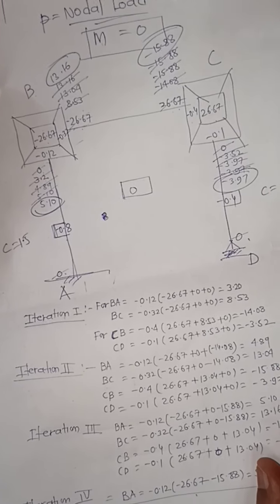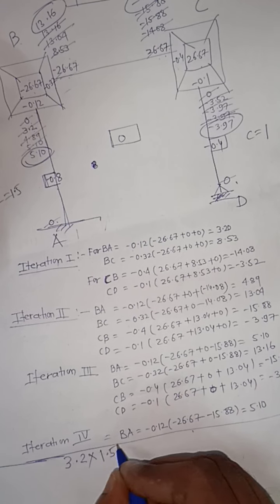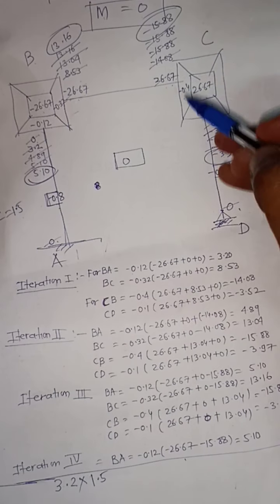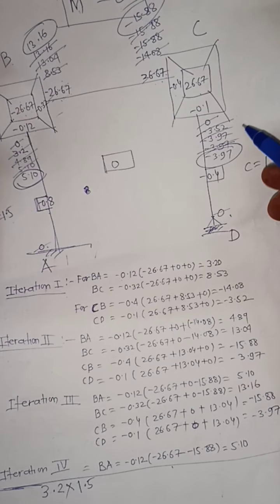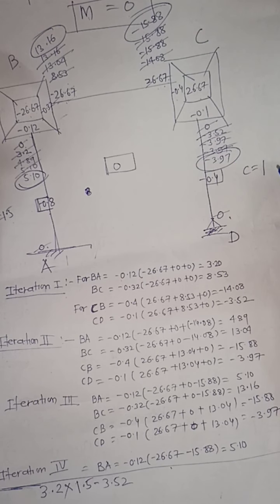So the formula is: first iterated value into 1.5, this C value we have to consider. Then the second part is minus 3.52, this value multiplied by its respective C value. And then plus 0, because the moment is already 0, so we consider the moment as 0. Then this value is multiplied by the respective column factor, minus 0.8.